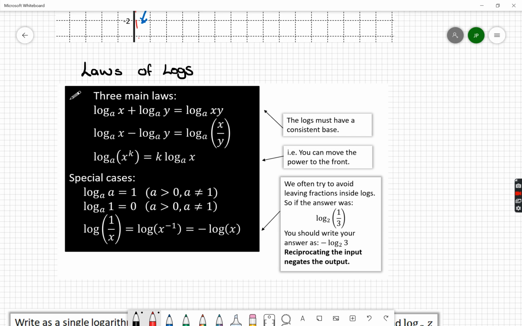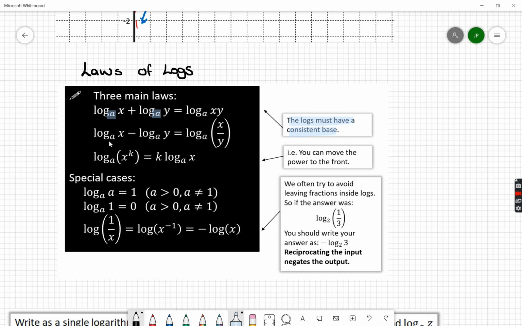You've got log base a of x plus log base a of y equals log base a of xy. So basically, when we add logs together, they must have the same base. That's really, really important. So in this case, the base is a. Obviously the base may be a number. As long as we've got the same base, when we add them together, we can multiply. So log base a of x plus log base a of y equals log base a of xy. But they have to have the same base.